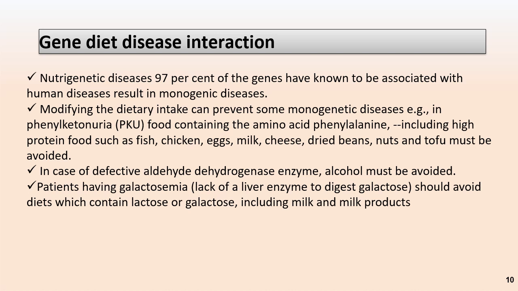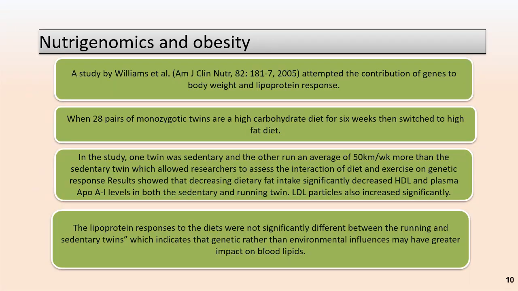And in case of a defective aldehyde dehydrogenase enzyme, alcohol must be avoided. So these are some nutrients that can be avoided to prevent disease, and some nutrients are not digestible in the presence of a particular compound. So this gene and diet disease interaction can be very useful in curing and preventing many diseases.